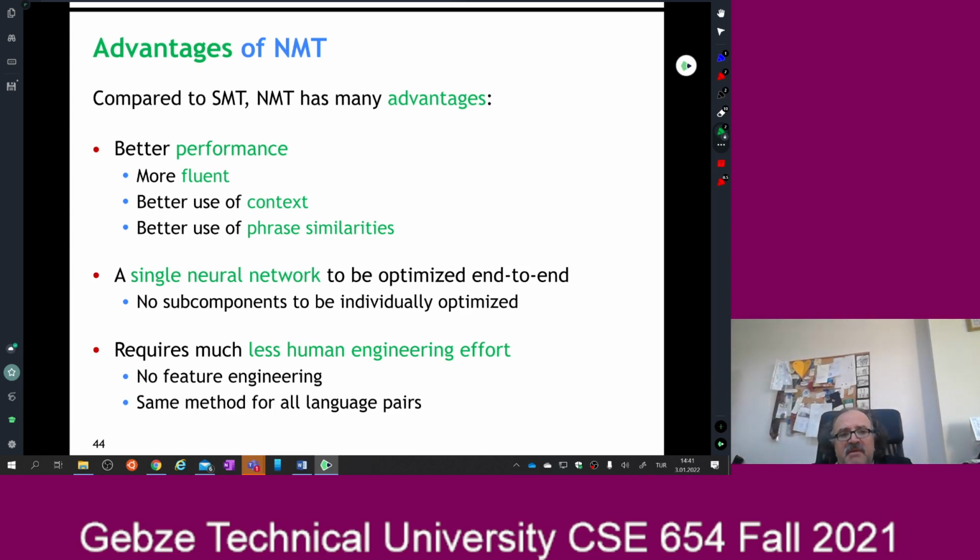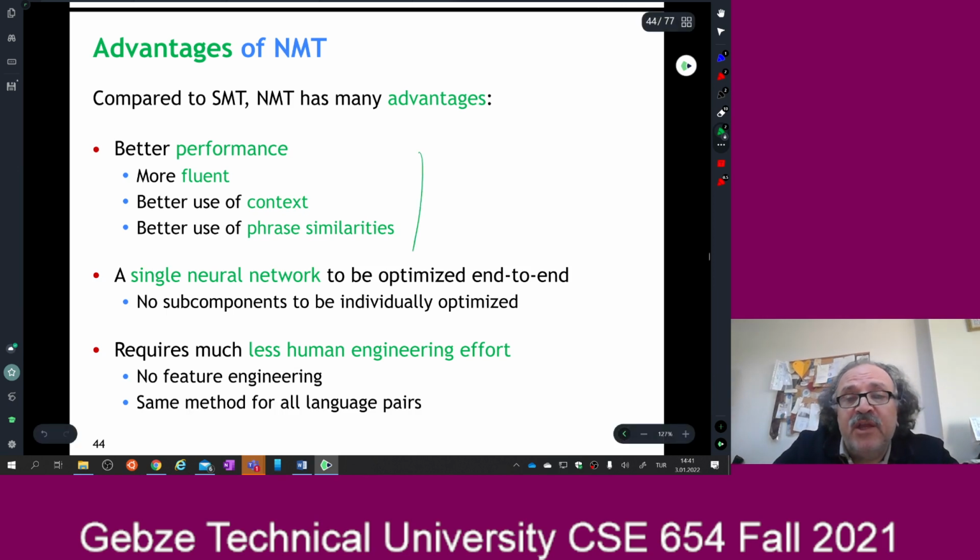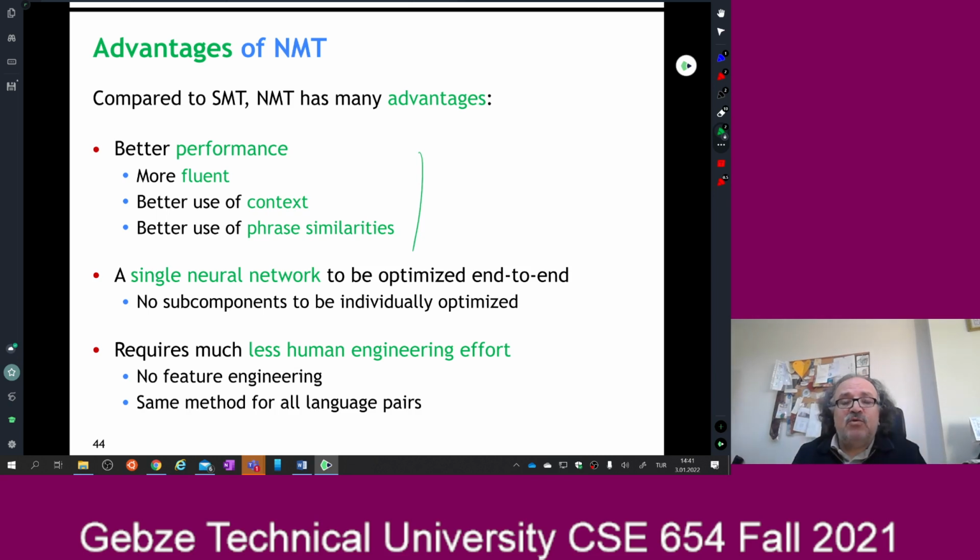So that's the basics of this neural machine translation. Compared to statistical machine translation, it has lots of advantages, better performance. Our results come back much better, more fluent. It makes better use of context, better use of phrase similarities. By the way, we don't do any of these explicitly. Our encoder decoder network handles these, solves this automatically.